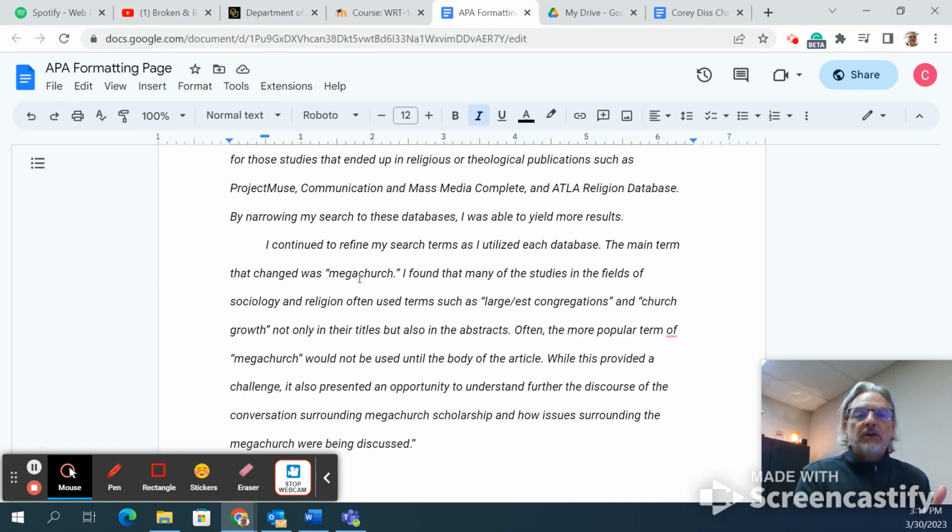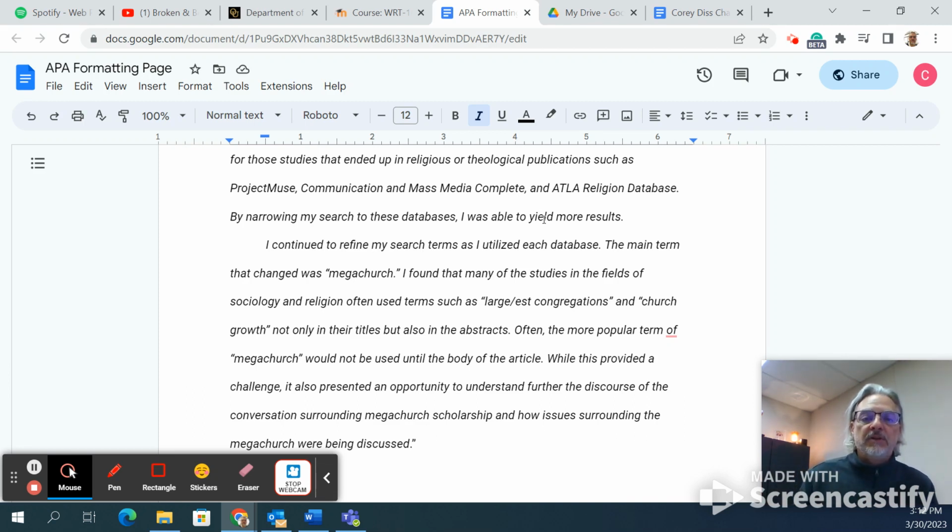So one of the things that I learned once I found some of these publications like Project News, Communication, Mass Media Complete, and ATL regional databases, that had a lot of the type of religious and/or theological publications that I was trying to find, is that they didn't necessarily always use the term megachurch in their title or subtitle or their abstract. Very few even used the term megachurch, and that might be somewhere way down, page 9 or 22 or whatever.